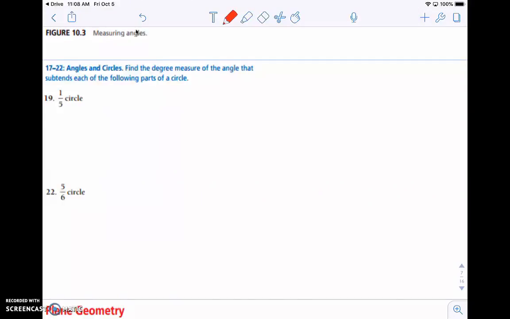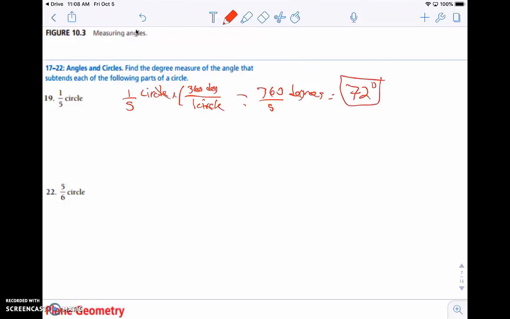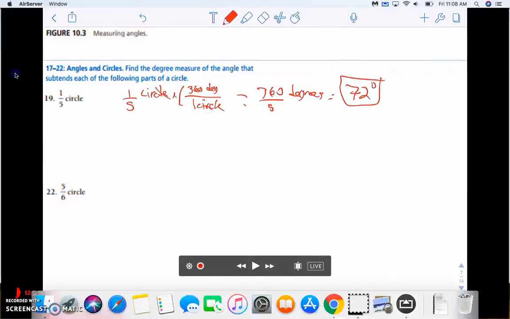So if you have 1/5 of the circle, so you'd say I've got 1/5 of my circle, so an angle that subtends or kind of cuts through 1/5 of the circle, and then you times that by, there are 360 degrees for every one circle. Your circles will cancel, so you'll get 360 over 5 degrees, or 72 degrees. So 1/5 of the circle, that angle is going to be at 72 degrees.